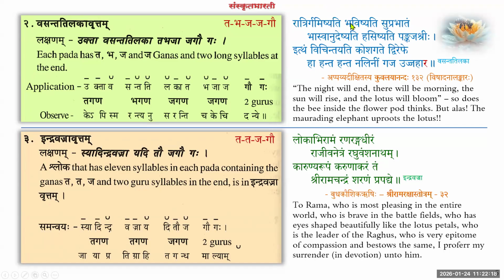This shloka describes the scene where, in the early morning, a bee enters a lotus, and the bee is so glad, and so on. Ha hanta hanta is like ayyo, which we know very well in South India. Nalinim Gaja Ujjahara: an elephant came and stamped on the lotus. Of course, this is the reality of life being painted by the poet, but this is in Vasanta Tilaka. And if you see here, I have put the last repha in red.